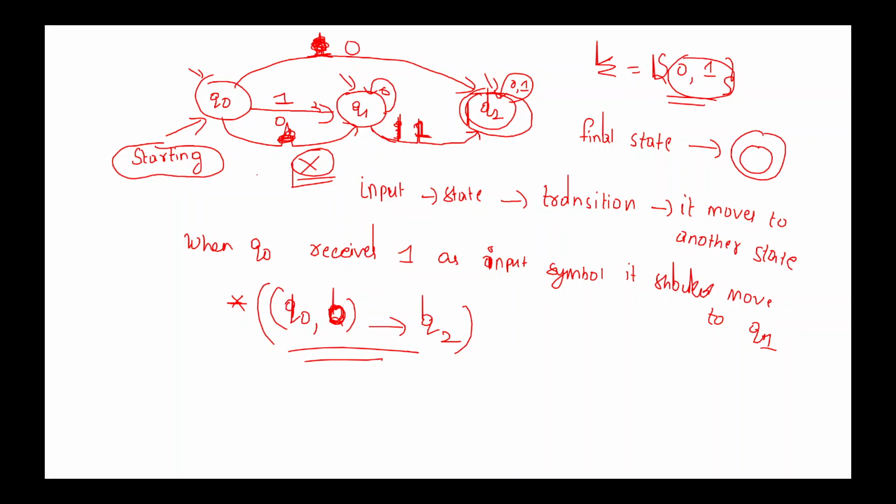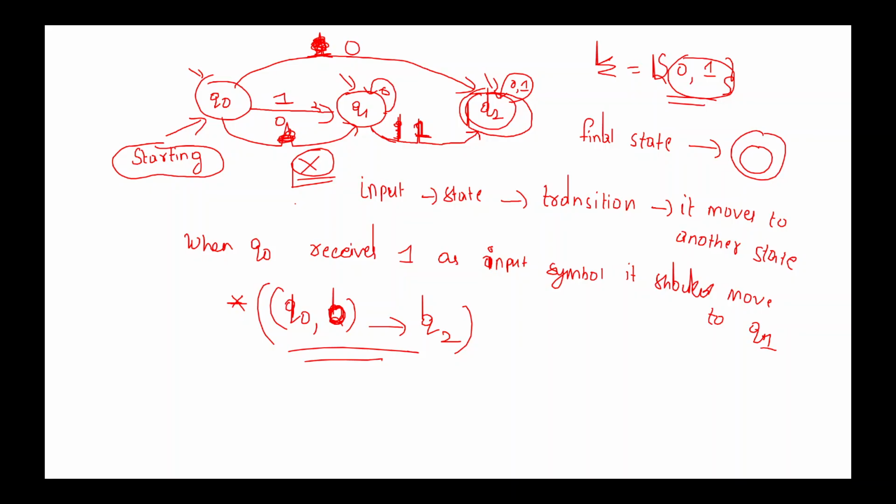So DFA is called deterministic. Why? Because every input symbol has only one path on every state. So every state must be defined on every input symbol, and the input path must be only to one state. There cannot be multiple input paths. So I hope you got why it is called deterministic and why it is called finite, because there can be only a finite number of states.